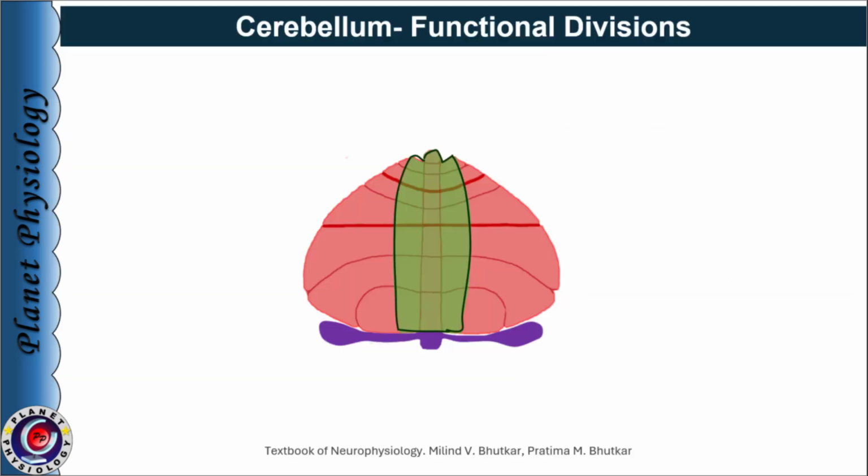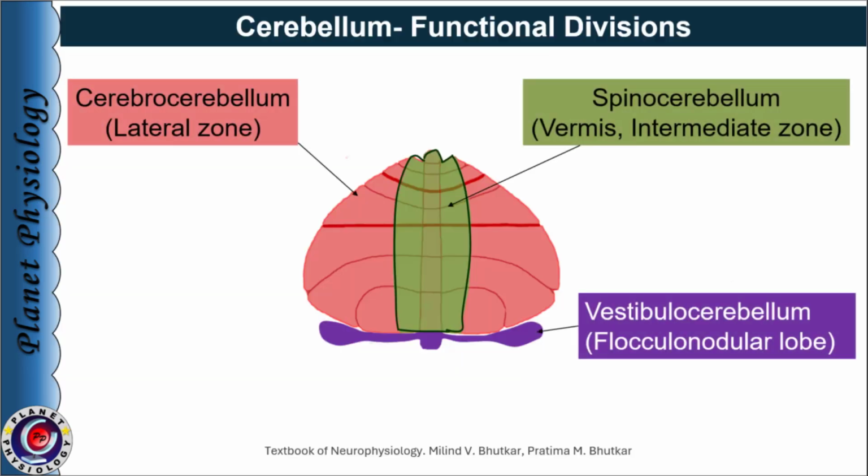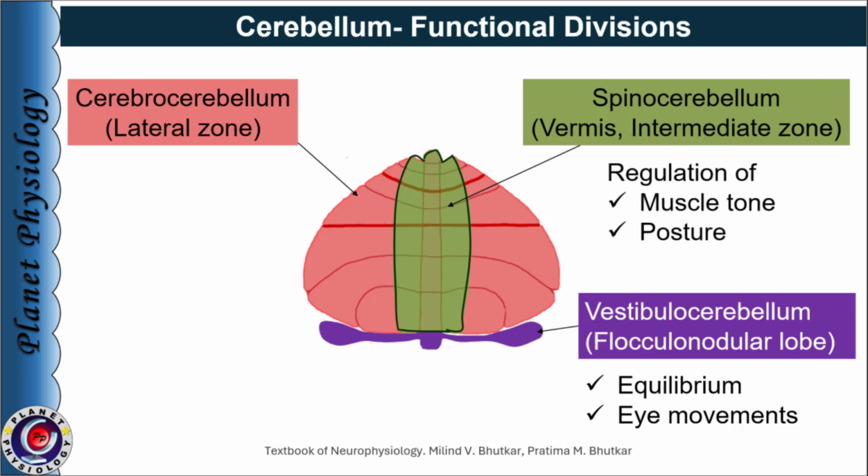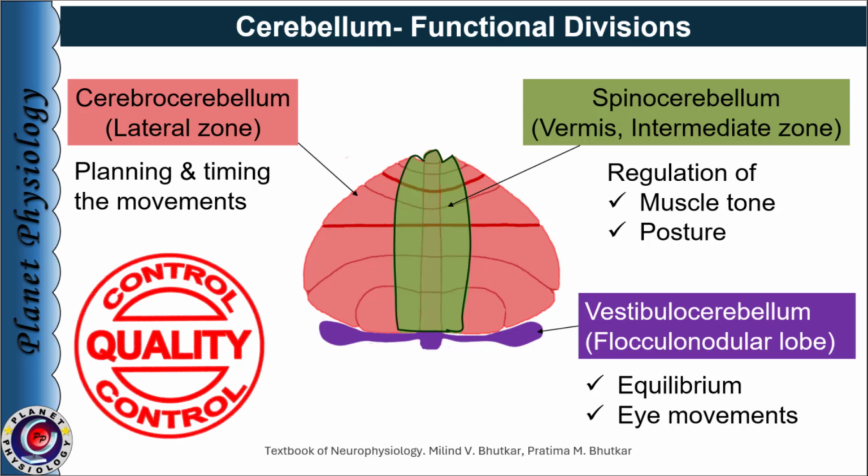Functionally, the cerebellum is divided into three regions: vestibulocerebellum, spinocerebellum, and cerebrocerebellum. The vestibulocerebellum maintains equilibrium and controls eye movements. Spinocerebellum regulates muscle tone, posture, and various activities. And cerebrocerebellum plans and times the complex movements. Think of the cerebellum as the brain's internal quality control officer, ensuring that all your actions are smooth, precise, and accurate. So let's explore these functions in detail.